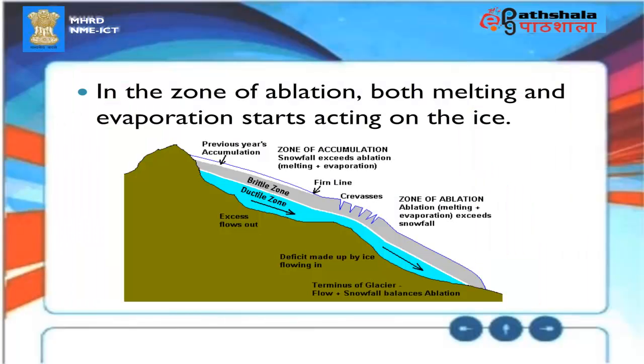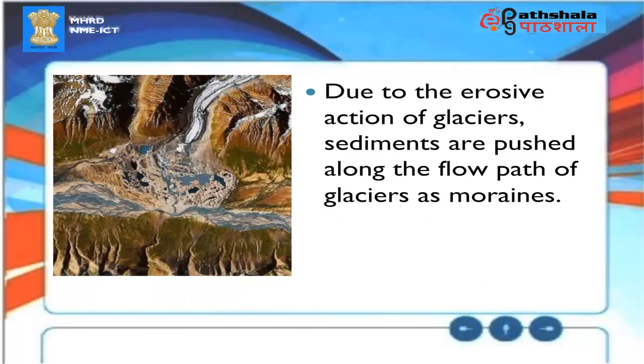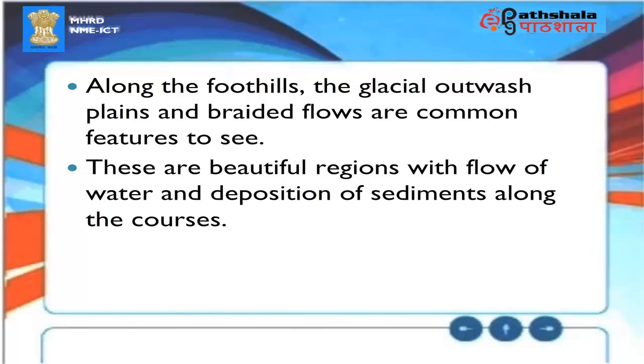A lot of crevices are formed perpendicular to the direction of flow in this region. In the zone of ablation, both melting and evaporation start acting on the ice. Due to the erosive action of glaciers, sediments are pushed along the flow path of glaciers as moraines. Along the foothills, glacial outwash plains and braided flows are common features to see. These are beautiful regions with flow of water and deposition of sediments along the courses.